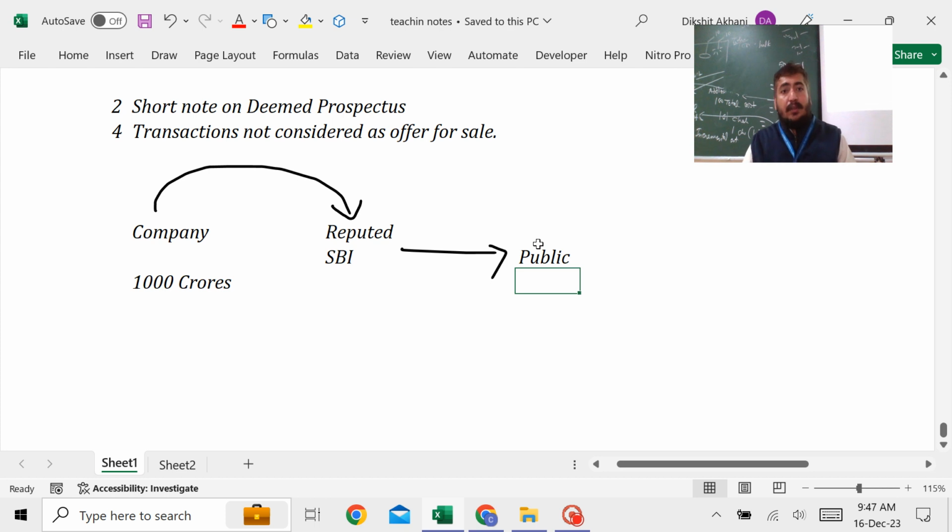So look at the two important tasks. First contract, the company will transfer all the shares to SBI. SBI will slowly start transferring this to the public. This is how the money will be received. Again, guys, first of all, the public will pay money to SBI and then SBI will give it to the company.